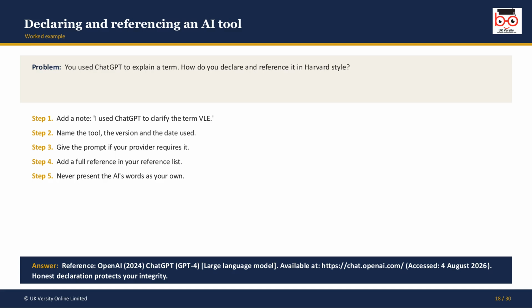Here's how you'd declare and reference an AI tool used to explain a term. Add a note: I used ChatGPT to clarify the term VLE. Name the tool, its version, and the date you used it, and give the prompt if your provider requires it. Add a full reference in your reference list, and never present the AI's words as your own. The reference might read, OpenAI 2024 ChatGPT, a large language model, available at chat.openai.com, accessed the 4th of August 2026. Honest declaration is what protects your integrity.